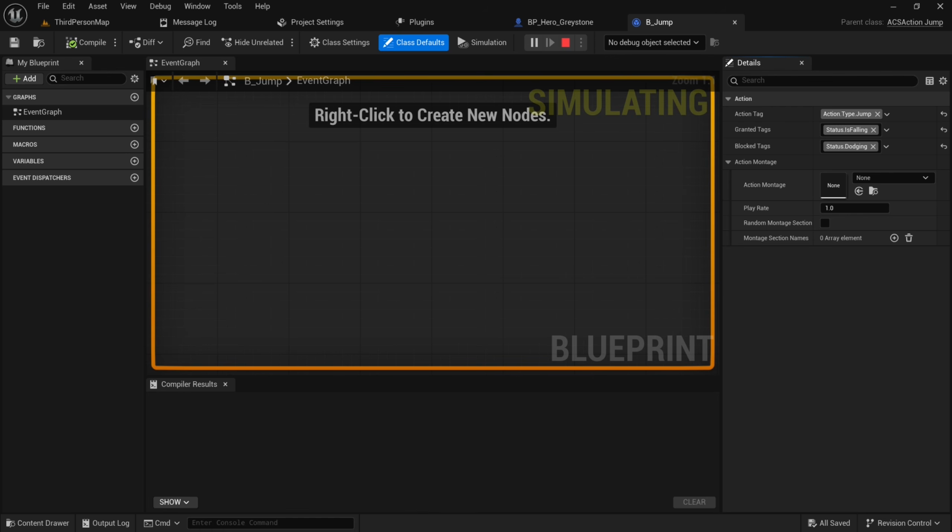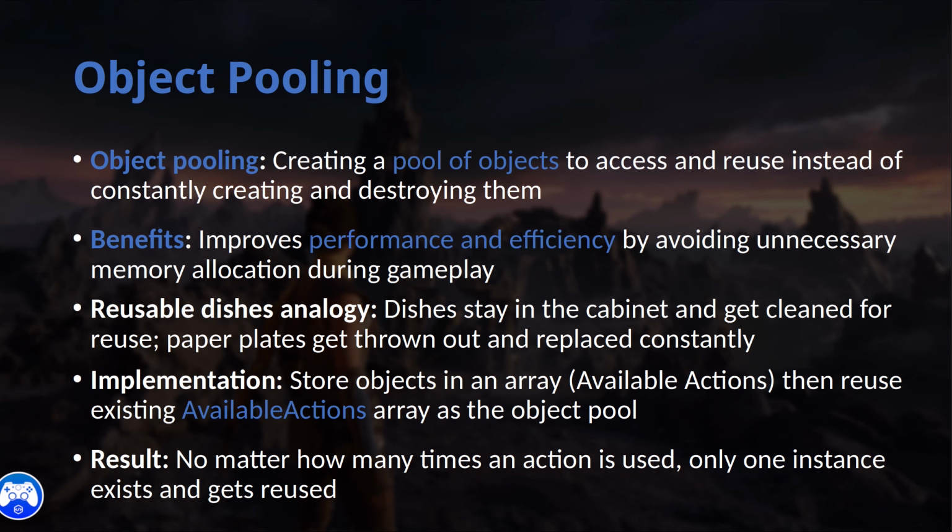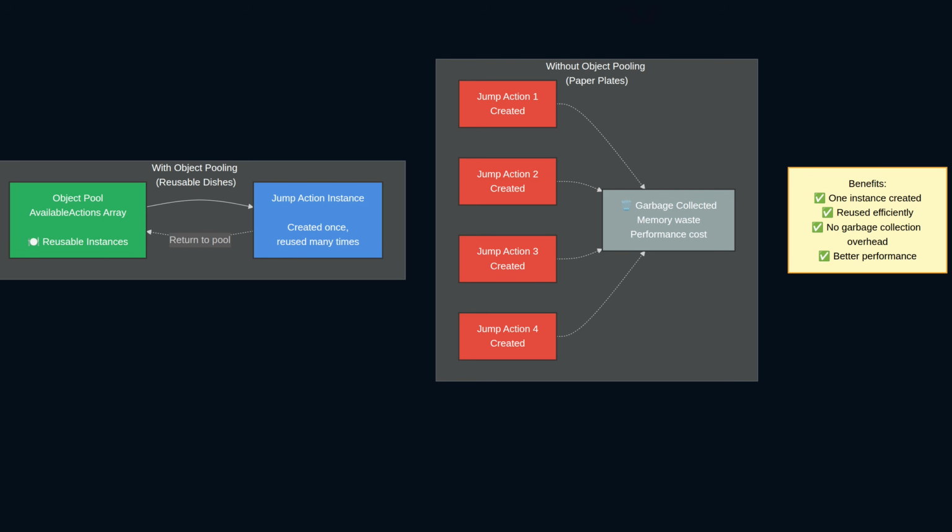In order to fix this, we need to use a practice known as object pooling to hold on to and reuse the object instances we create. Object pooling is the practice of creating a pool of objects to access and reuse later instead of constantly creating and destroying them. This improves performance and efficiency by avoiding unnecessary memory allocation during gameplay. You can think of it like reusable dishes. Reusable dishes stay in the cabinet and get cleaned for reuse later, while paper plates need to be constantly thrown out and replaced with new ones.